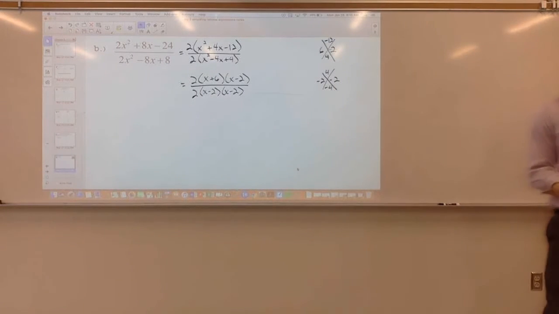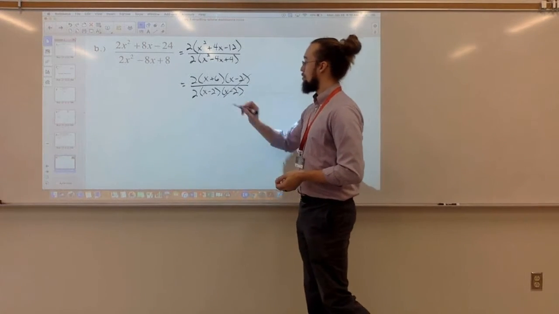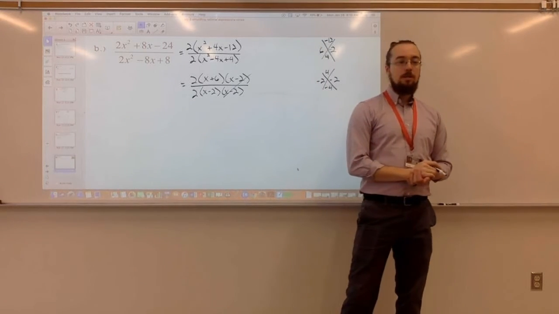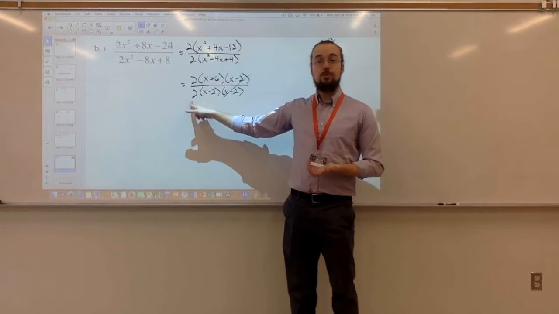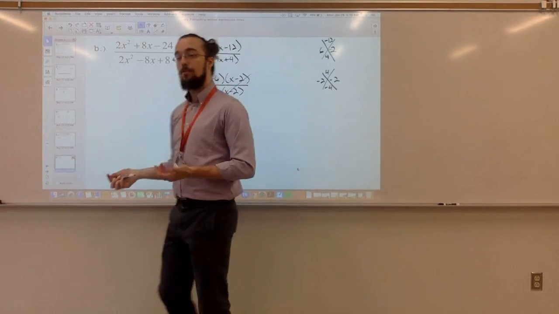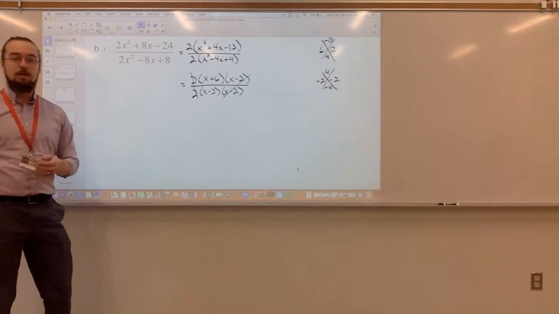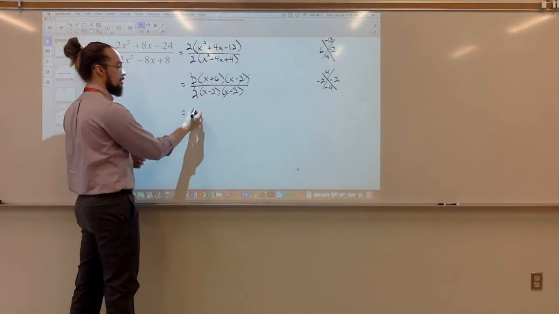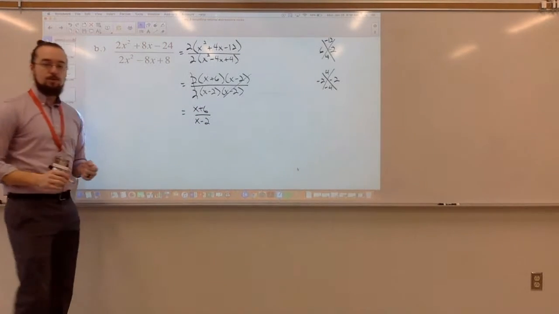So what can I do now? I can cancel out these x minus 2's. And I can actually also cancel out these 2's, right? Because these are being multiplied. These are factors that are exactly the same. So I can cancel out the 2's as well. And I'm just left with x plus 6 over x minus 2.